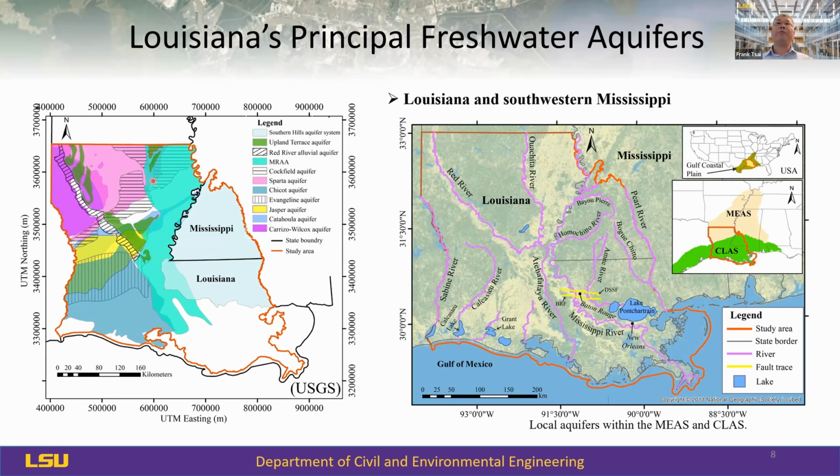We have the Red River, Ouachita River, and the Mississippi River. Those are the major rivers here. In the southwest of Louisiana, we have the Calcasieu River and Atchafalaya River. Also, we have the Sabine River, which is a boundary between Texas and Louisiana. As you can see in the figure to the right, Louisiana covers two aquifer systems: the Mississippi Embayment, and the other one is the Coastal Lowlands.